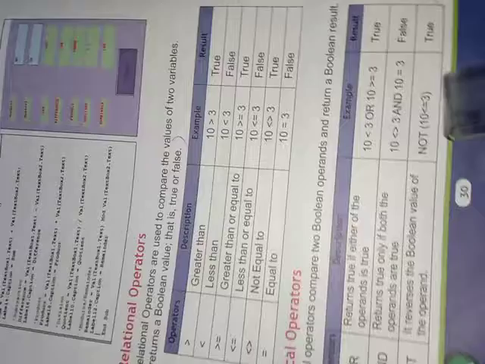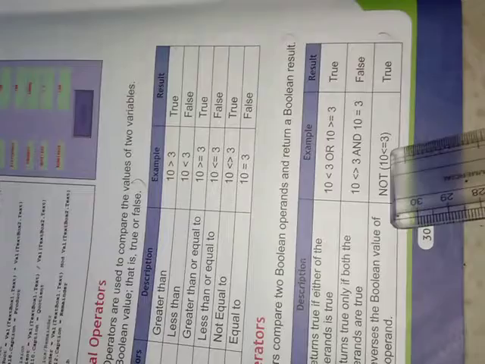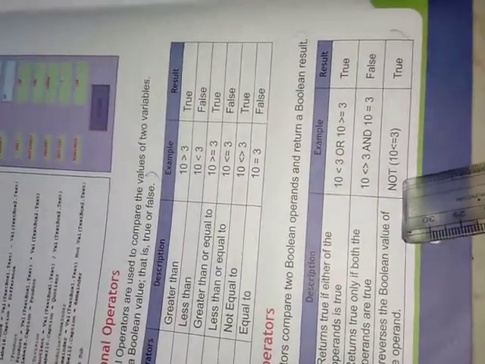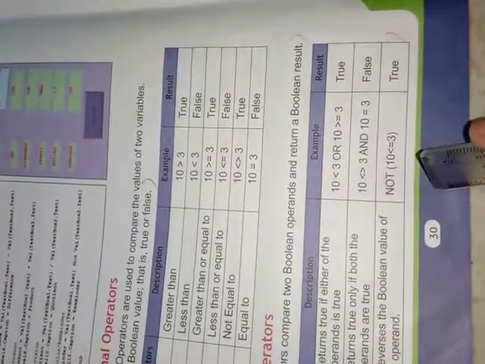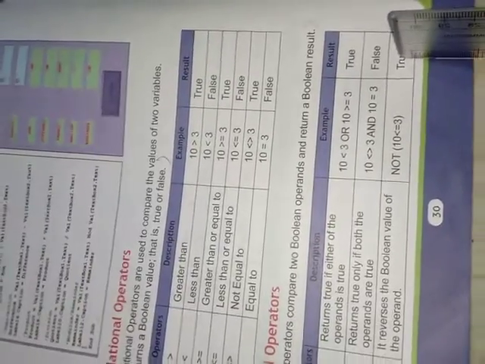Next, not. It reverses the boolean value of the operand, which means not of 10 less than equals to 3. You will write it like this, but the computer will understand it as 10 greater than equals to 3, that is, it will reverse this operator. When you use the not operator, it will reverse it as 10 greater than equal to 3. Yes, 10 is greater than equals to 3, so it will result in true.